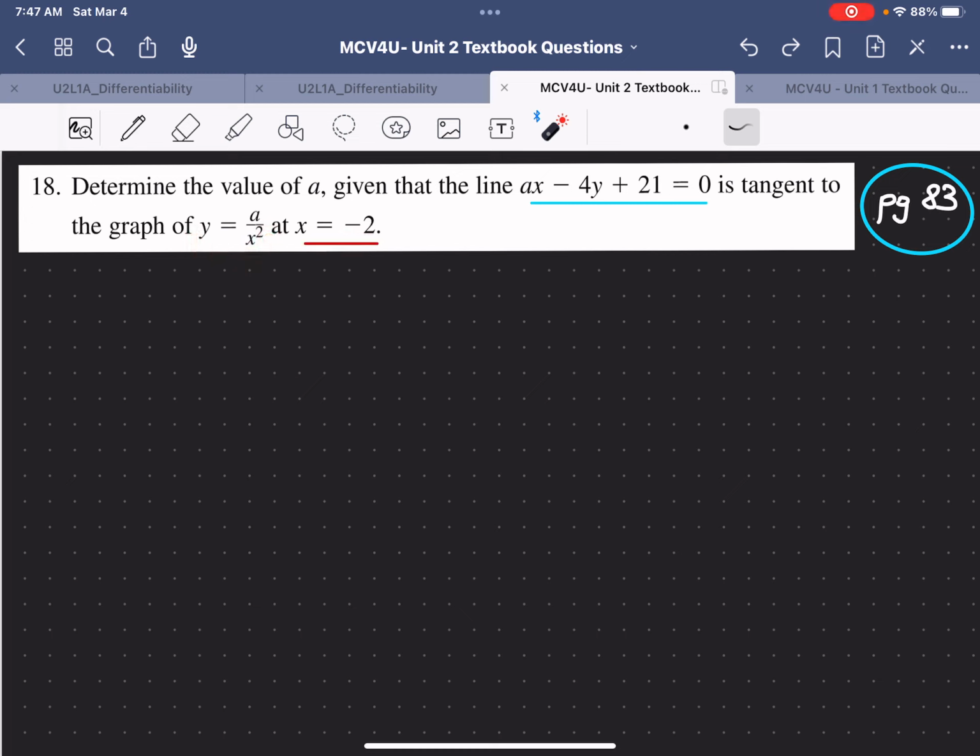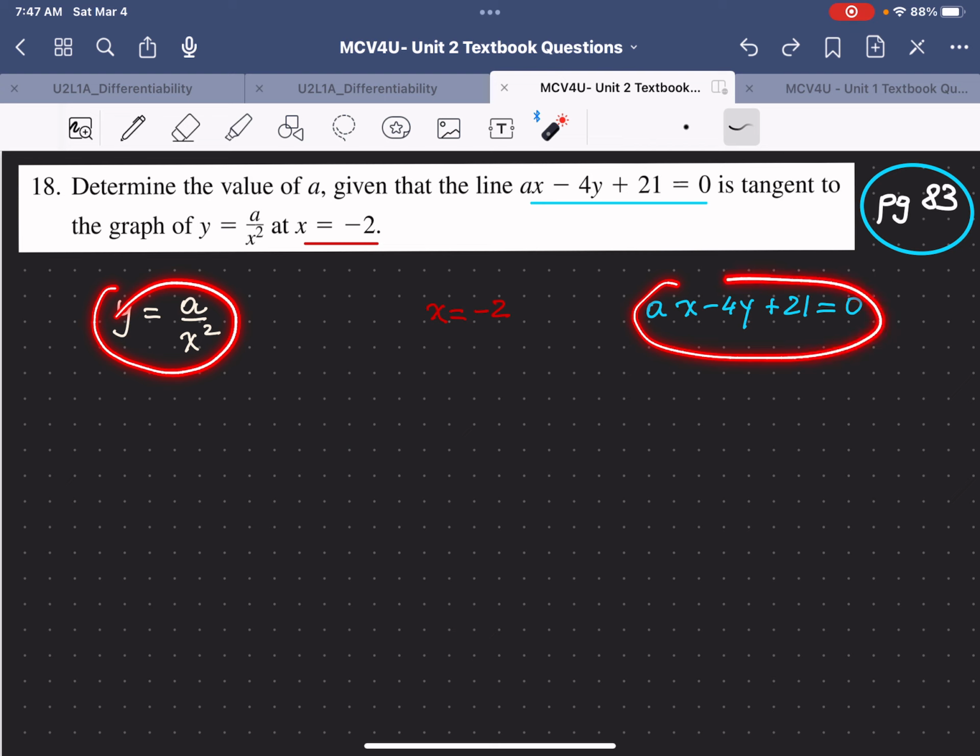Let's examine the question more closely and try to write the information down in the meantime. So it seems that we are given the equation of some function in the form y equals a over x squared. We are drawing a tangent line on the graph of this function exactly at x equals negative 2. The equation of this tangent line is ax minus 4y plus 21 equals 0. As you can see, we are given two equations, the equation of a function and a tangent to the function at x equals negative 2.